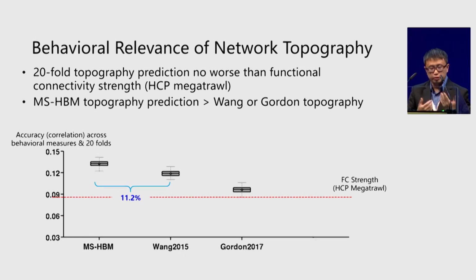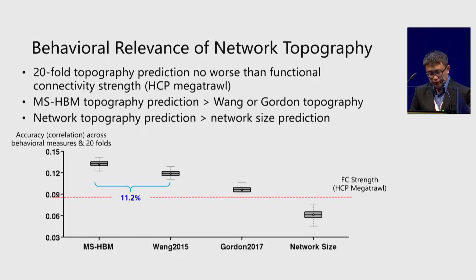Furthermore, our prediction accuracy is better than using the topography of two other approaches. We can also use network size to predict behavior, but the accuracy is much lower than network topography.